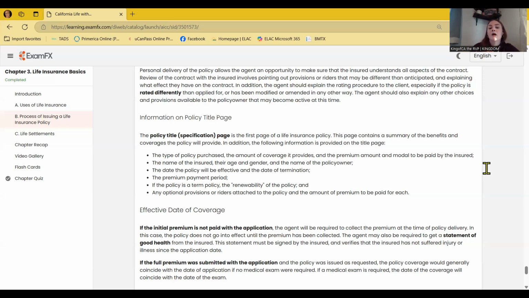An agent should be explaining the rating procedure to the client, especially if the policy is rated differently than applied for or has been modified or amended in another way. Okay. The agent should also explain any other choices or provisions available to the policy owner that may become active at this time. So just making sure that they understand. Okay.